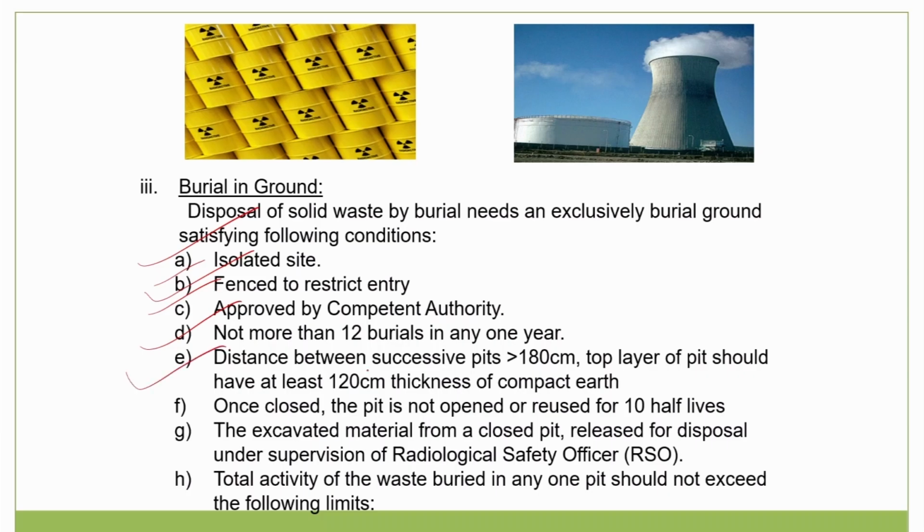Distance between the successive pits where the radioactivity is to be placed should be 180 centimeters. The top layer of the pit should have at least 120 centimeters thickness of compact earth. Once closed, the pit is not open for use for 10 half-lives. The excavated material from a closed pit is released for disposal under the supervision of the radiological safety officer. Total activity of the waste buried in any one pit should not exceed the limits restricted by the regulatory body.